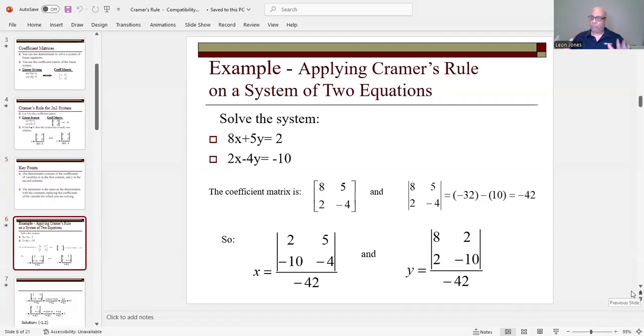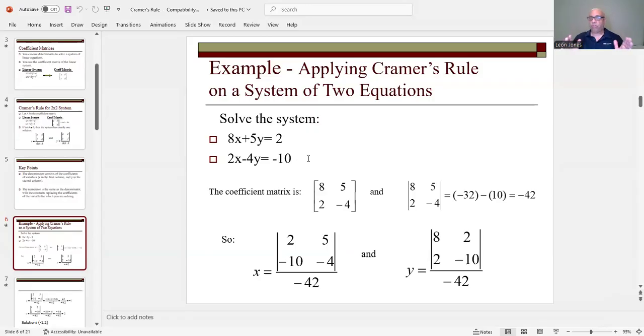All right, example. Let me show you how to apply Cramer's rule on a system of two equations. All right, we have a system of equations. Technically, I can go ahead and put it in this calculator and solve it, but there's another way to do it as well. We can actually solve it by hand. I have 8x plus 5y equals 2, and 2x minus 4y equals negative 10.